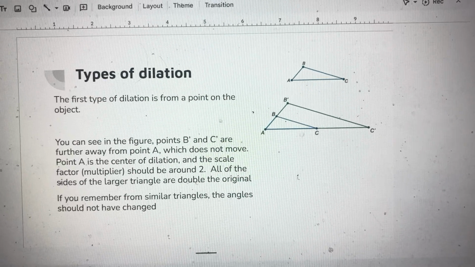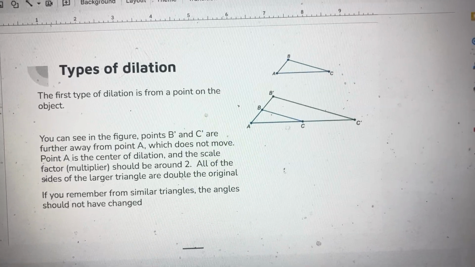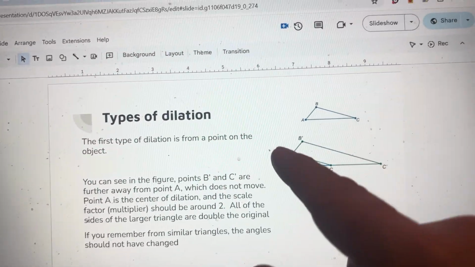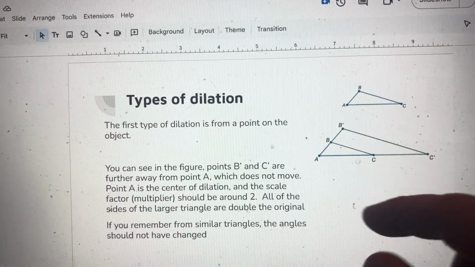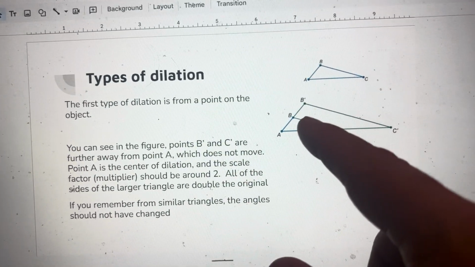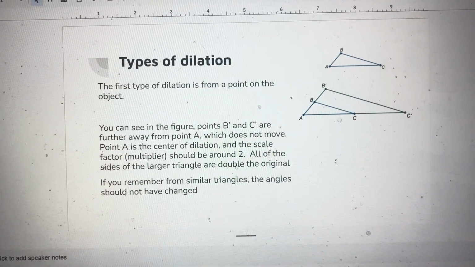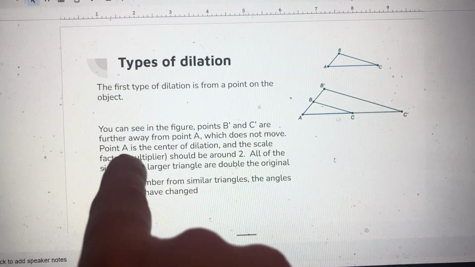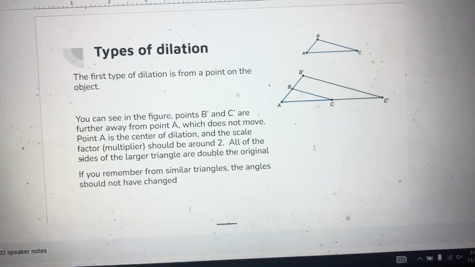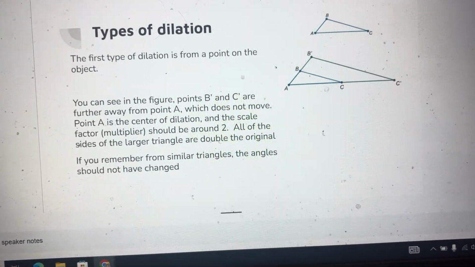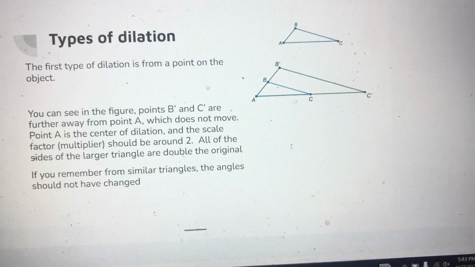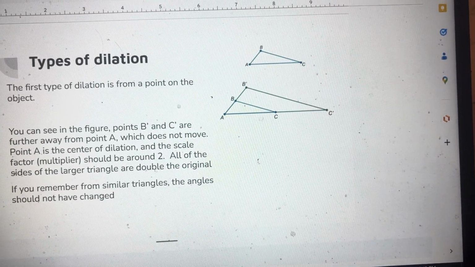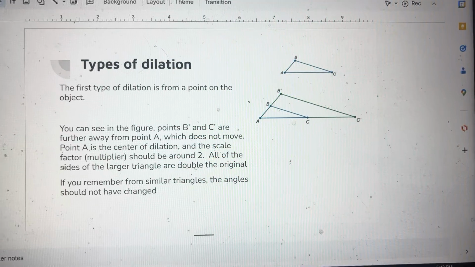You've seen shapes like this before when we were doing similar triangles, so it's nothing new. We move B out to B prime, C out to C prime. We've got something that, in this case, appears to be double the size. So that means our scale factor, our multiplier, is going to be 2. Also, if you remember from similar triangles, these angles at the new places, they don't change. So if you dilate, you don't change the angles.